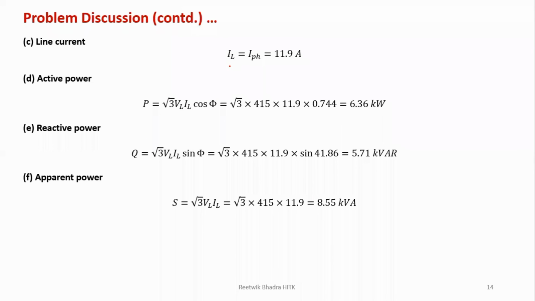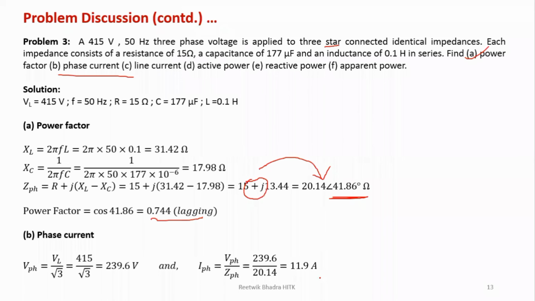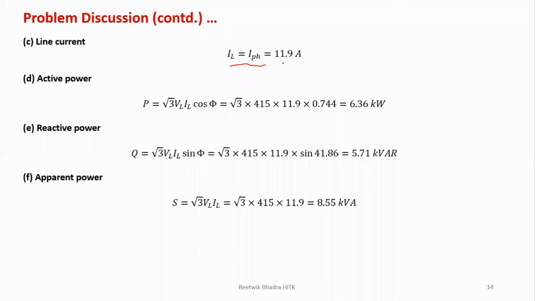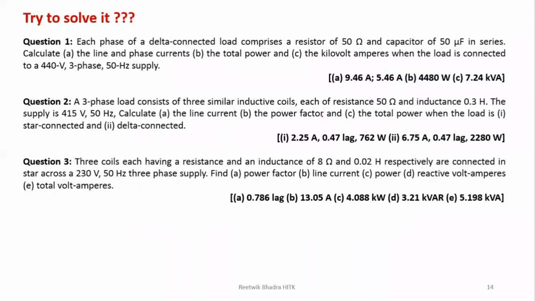So what is it for star, IL equal to IPH. We had already calculated IPH as 11.9. So this comes 11.9, and I think you can do all the three powers. Just put in the formulas, get the values. Try this on your own, and next class you tell me if you have any doubt. I have kept 2-3 problems over here also. You can practice this. Answers are given. Try it out. If in case of any problem, you can tell me.